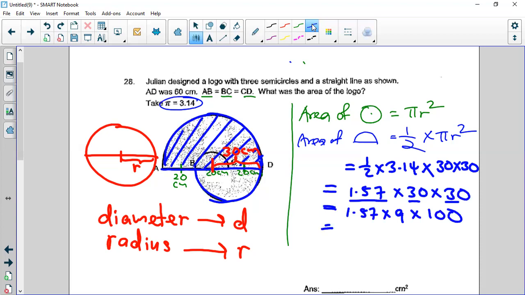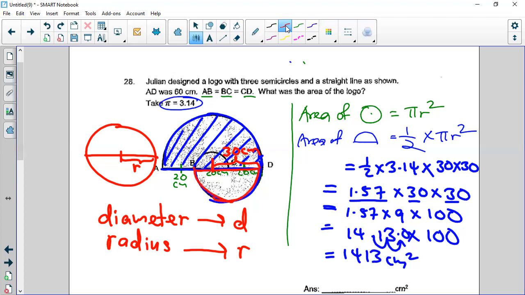This one might be a little bit hard if you don't know your shortcuts. So what is 1.57 times 9? Do the working, you will get 14.13 times 100. Then you shift the decimal point to the right, 1 and 2, and you get 1,413 centimeters square, which is the area of the big semicircle. Not the answer yet, because it's only the big semicircle. This part may not be quite easy because you need to know your shortcuts and shift the decimal point.